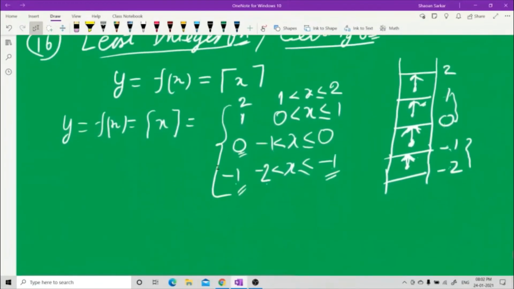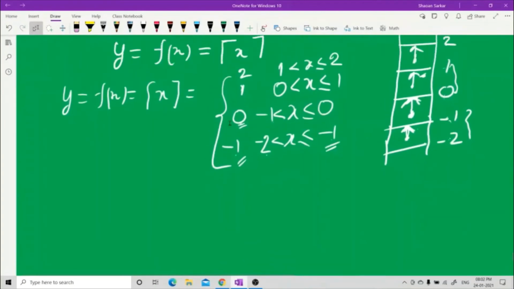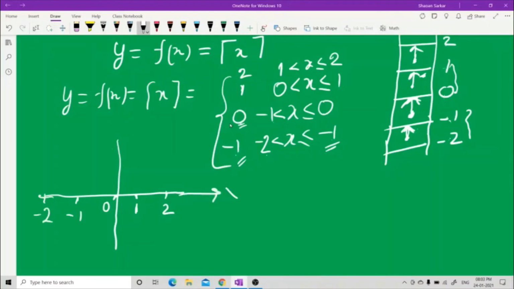Now see how it is. Let me draw the graph here. This way. Let me take 0. Then let me take 1. Then let me take 2. Then let me take -1 and -2. No problem. This is my x-axis and this is my y-axis as usual.